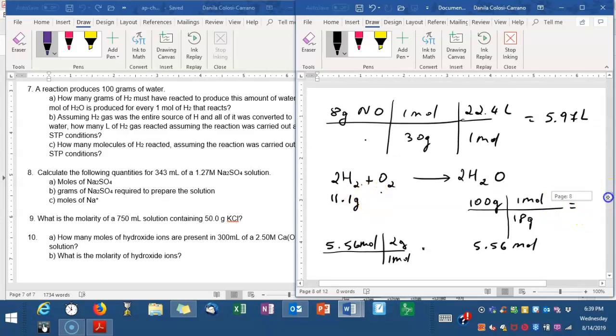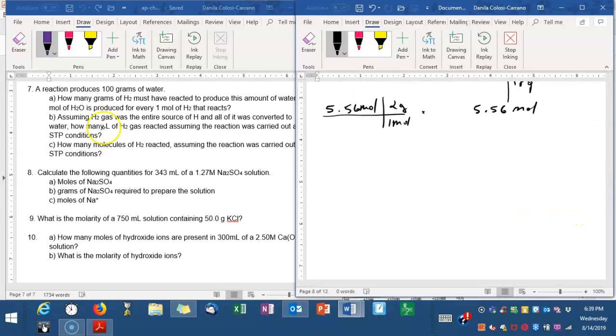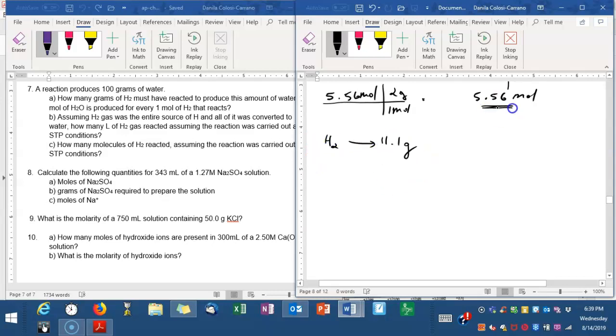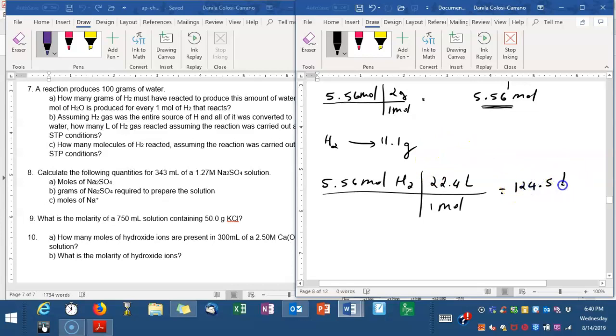And then B, assuming H2 gas was the entire source of H and all was converted to water, how many liters? Well, what did we say that was? So we're producing H2, right? We need 11.1 moles, were those for both? So we have 5.56 moles of H2, but again, we know that 1 mole occupies 22.4 liters. So that would be 124.5 liters occupied.